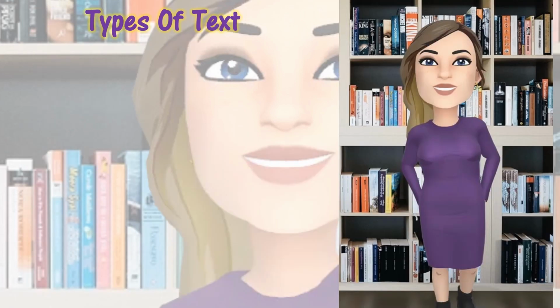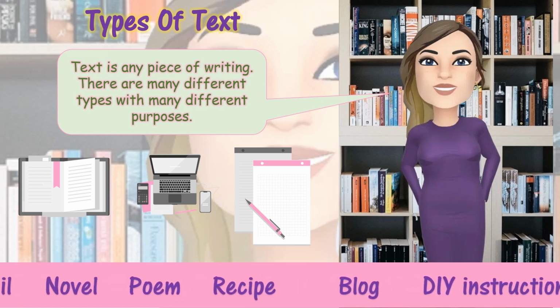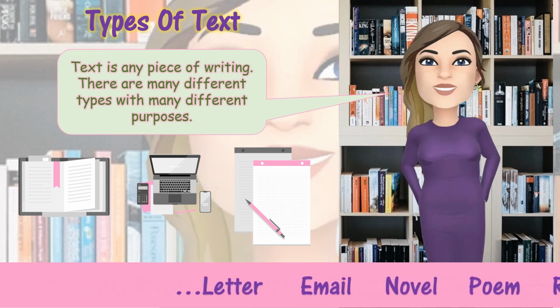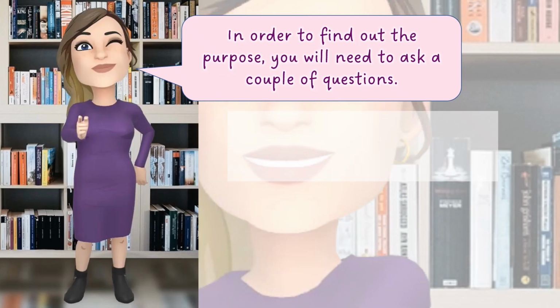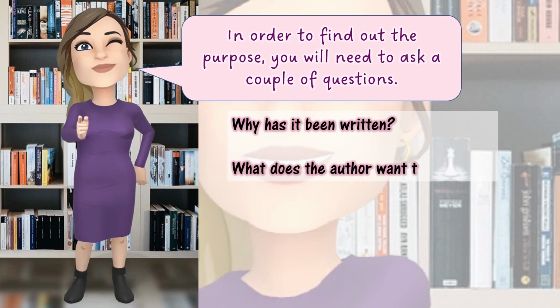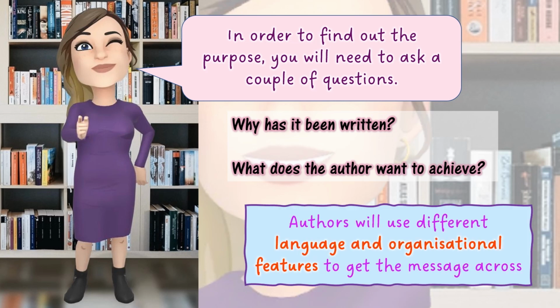Types of text. Text is any piece of writing, and there are many different types with many different purposes. In order to find out the purpose, you will need to ask a couple of questions. Why has it been written? What does the author want to achieve? Depending on its purpose, an author will use different language and organisational features to get the message across, and we'll be looking at these today.